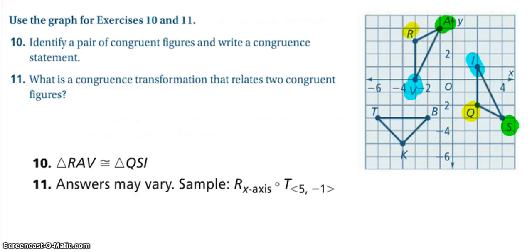Again, when we look at our congruence transformations, we have options for how we get from one figure to the next. But what matters here is that R has to match with Q, A has to match with S, and V has to match with I. Please make sure that you understand how we match up these points and what it is we analyze when looking at this to determine that.